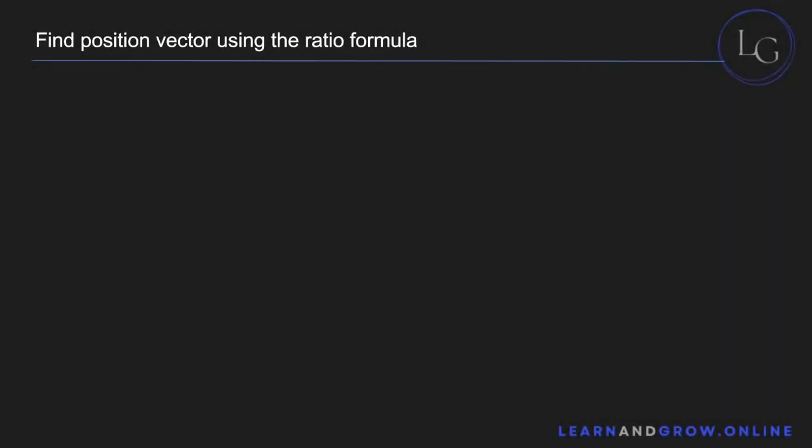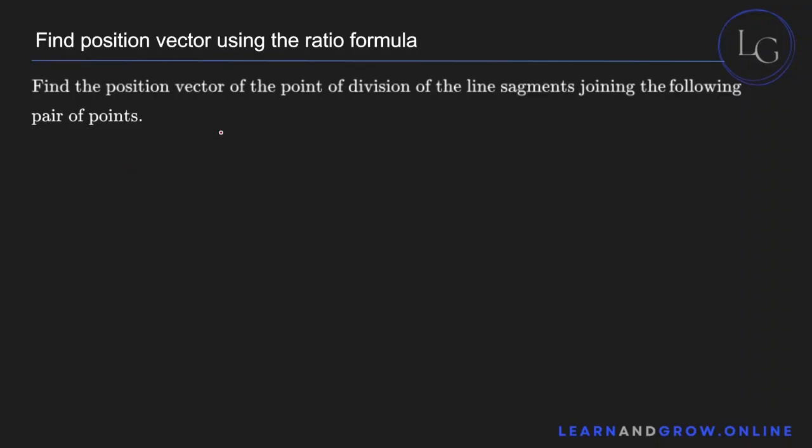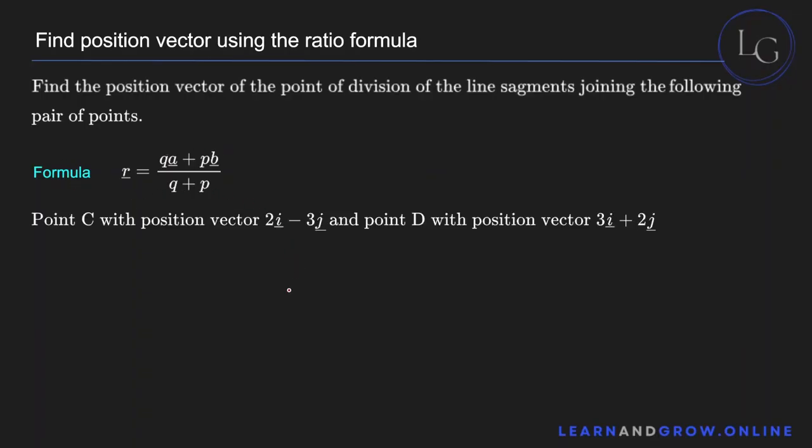Now let's find the position vector using the ratio formula. So we have to find the position vector of the point of division of the line segment using this formula, right? And what are the pair of points that will be divided? So the point C with this position vector and the point D with this position vector. And the line CD, the vector CD, is divided by this ratio, 4:3, right? So we have the position vector for C, let's just denote it like this, and the position vector for D, we can denote it like this, right?